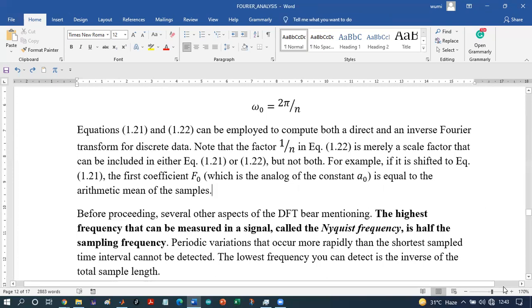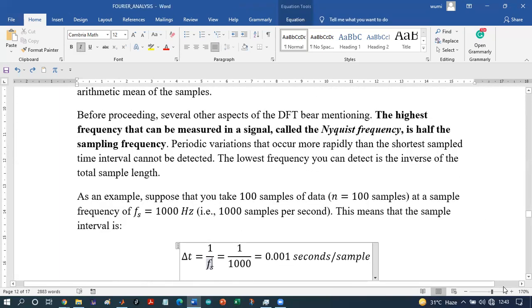Then, as we have the Nyquist frequency, which is the maximum frequency, we have the minimum frequency. The minimum frequency is the lowest frequency that you can detect in a signal, while the Nyquist frequency is the highest frequency that can be detected in a signal. And it's the inverse of the sample length. So we'll do an example.